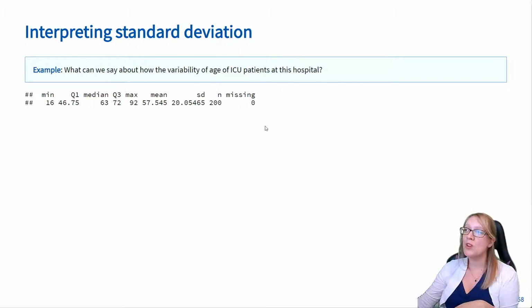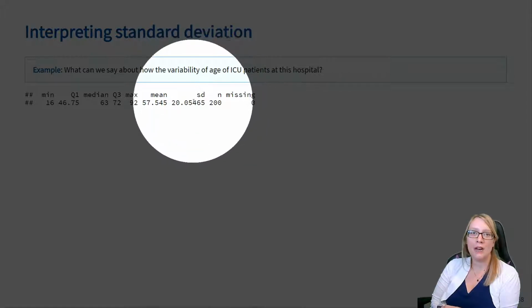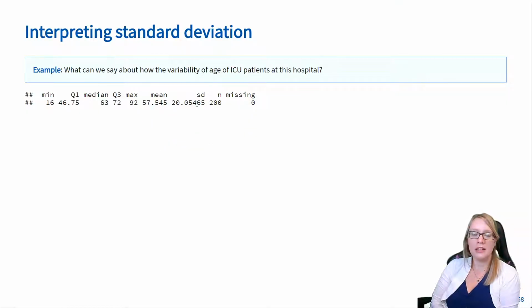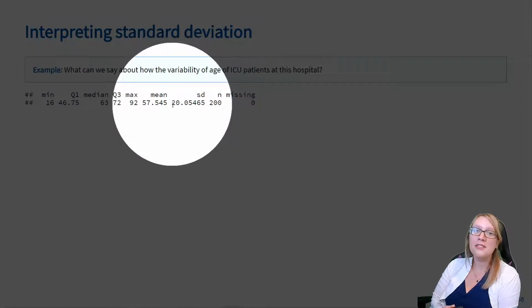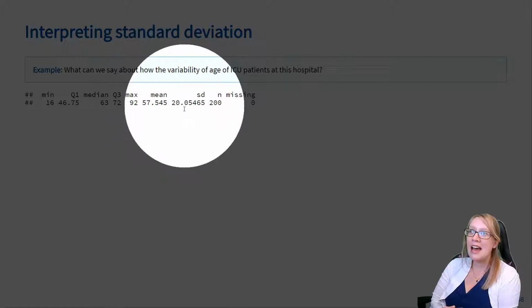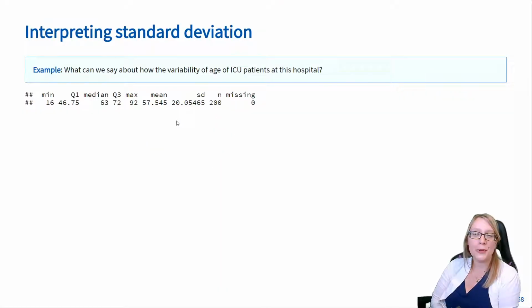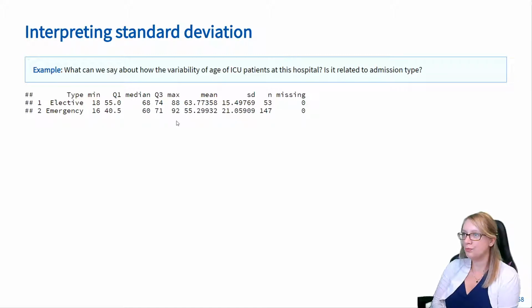So, for example, what can we say about the variability of ICU patients at this hospital? Well, we can say that the typical ICU patient is within about 20 years from the mean. So most ICU patients in this data set are going to be between about the mean minus the standard deviation, so about 37, and about 77 years old. That's where we will expect most of our patients to fall.